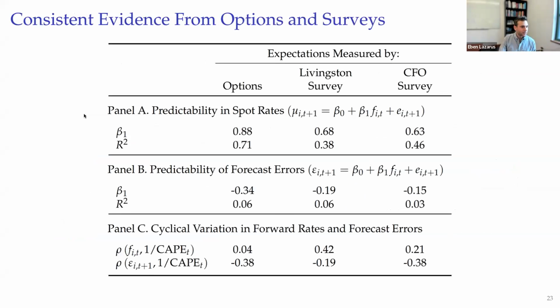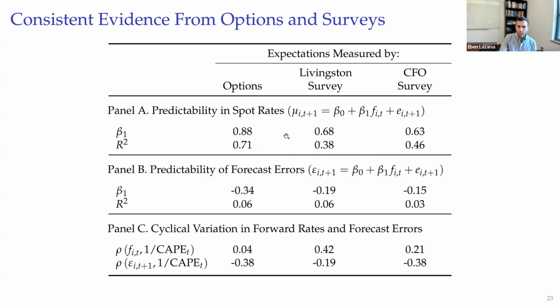Now, just to get at your question just now about how things line up across options and surveys, I'm just going to summarize that all in a single table here. We can do the same types of exercises: predicting future spot rates, predicting future forecast errors from forward rates. In all cases, coefficients are sort of to first order quite close.